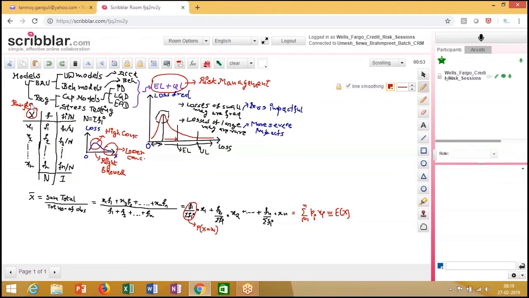It's called a random variable. Right, so this is precisely what we call a random variable.